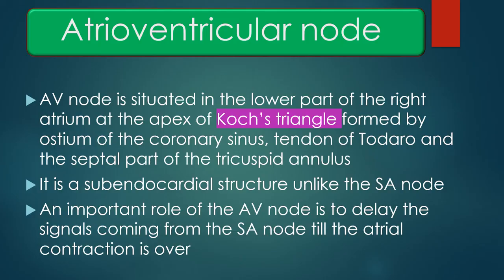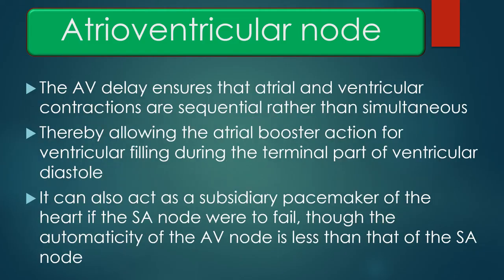An important role of the AV node is to delay the signals coming from the SA node till the atrial contraction is over. The AV delay ensures that atrial and ventricular contractions are sequential rather than simultaneous, thereby allowing the atrial booster action for ventricular filling during the terminal part of ventricular diastole.